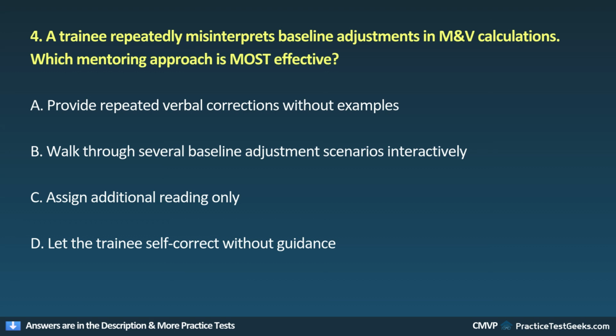4. A trainee repeatedly misinterprets baseline adjustments in M&V calculations. Which mentoring approach is most effective? A. Provide repeated verbal corrections without examples. B. Walk through several baseline adjustment scenarios interactively. C. Assign additional reading only. D. Let the trainee self-correct without guidance.